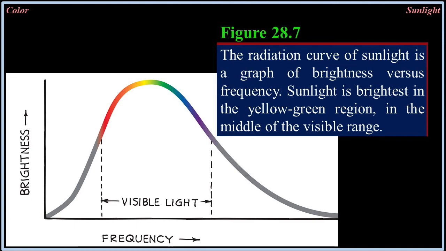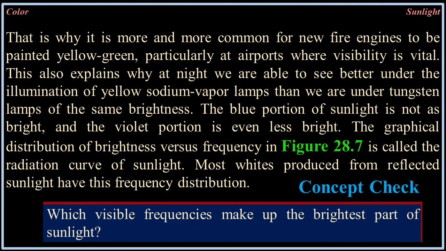Figure 28.7. The radiation curve of sunlight is a graph of brightness versus frequency. Sunlight is brightest in the yellow-green region in the middle of the visible range. That is why it is more and more common for new fire engines to be painted yellow-green, particularly at airports where visibility is vital. This also explains why at night we are able to see better under the illumination of yellow sodium vapor lamps than we are under tungsten lamps of the same brightness.